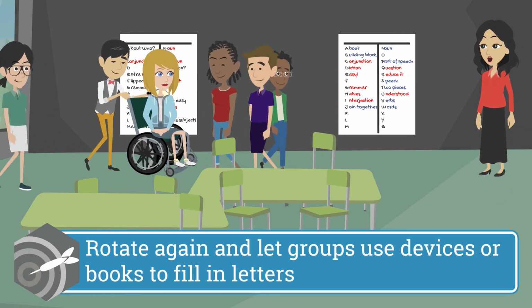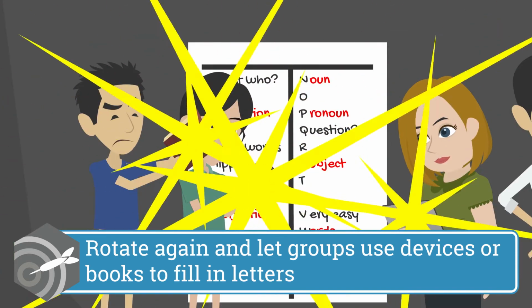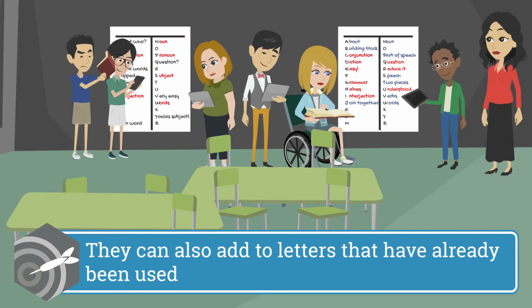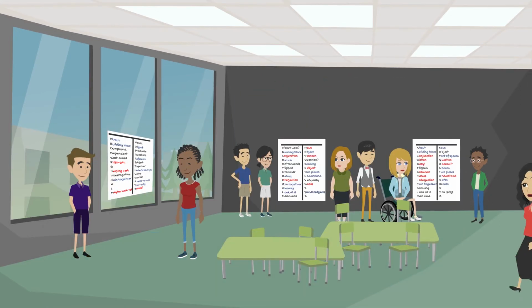At this point, the poster should be filling up, so let students use books or devices for ideas about the remaining empty letters. Tell the students they can also add more words or ideas to the letters that have already been used if they're stumped. After this last turn, have the groups rotate back to the poster where they began.